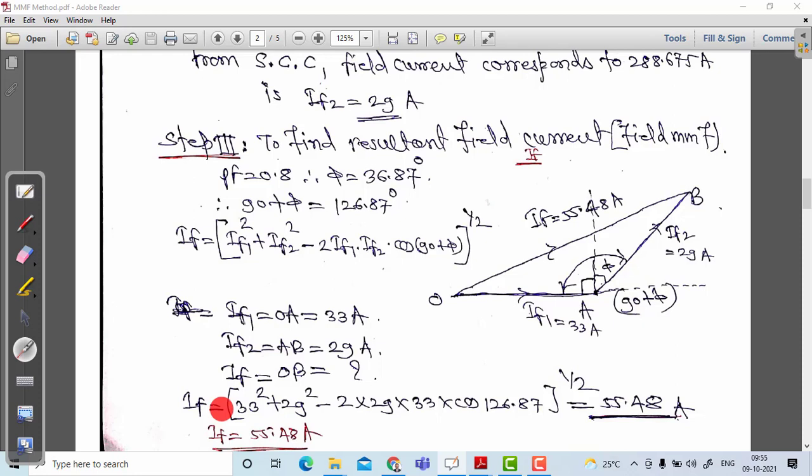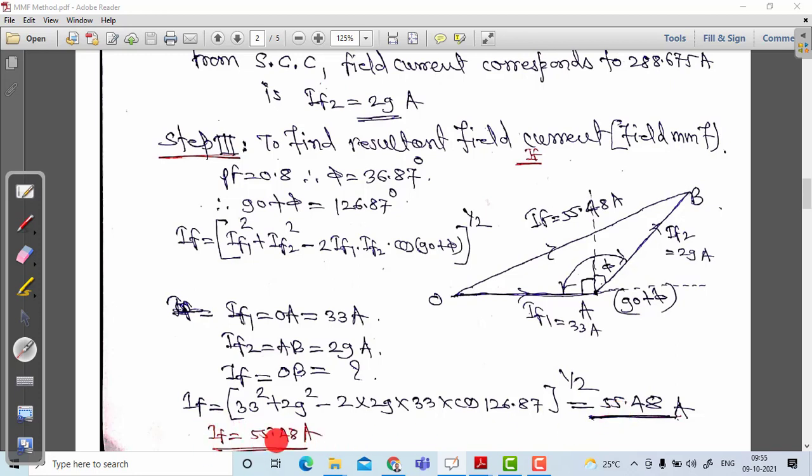Now how is it obtained? See this formula: IF equals the square root of IF1 squared plus IF2 squared minus 2 times IF1 IF2 times cosine of the angle between them. The known sides of the triangle are IF1 and IF2, and the angle between them is 90 plus phi. When you take the square root, the answer is 55.48.